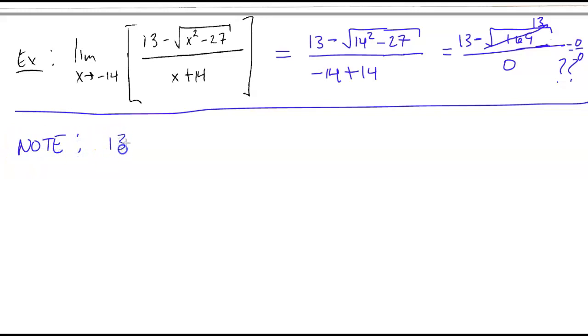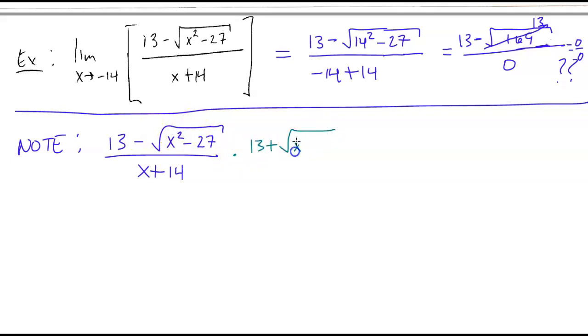So we are going to use the conjugate radical technique here. This basically says that we're going to multiply the numerator and denominator by the conjugate of the numerator, which will be 13 plus the square root of x squared minus 27. And we'll do the same thing in the denominator here. And now, just like how we did last time, for our denominator, we'll just write that as is.